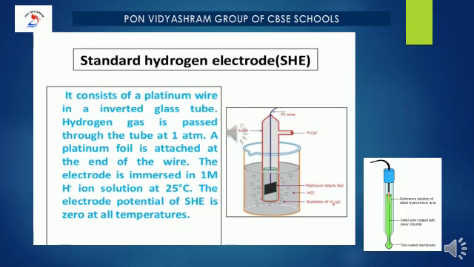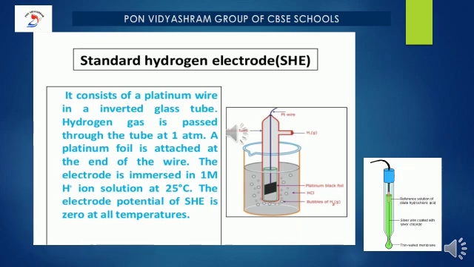Quickly, now let us go through the apparatus construction part. It consists of platinum wire in an inverted glass tube. Hydrogen gas is passed through the tube at 1 atmosphere pressure, and in the diagram you could see on the top of the inverted tube there is an inlet. Through this, hydrogen gas will be filled. A platinum foil is attached at the end of the wire. You could see the platinum foil, and the electrode is immersed in 1 molar HCl solution where H plus will be 1 molar at 25 degrees Celsius.